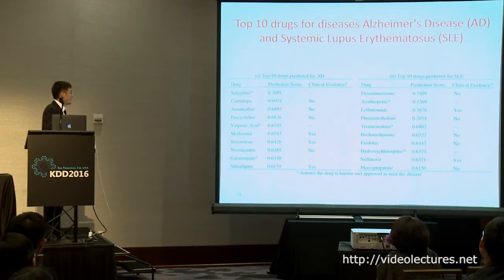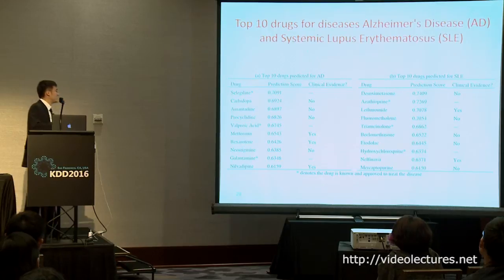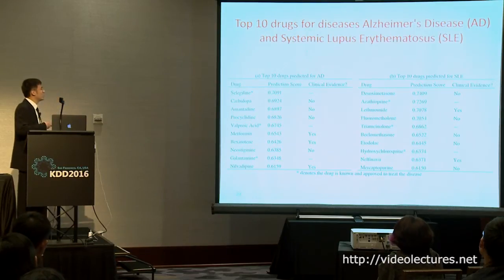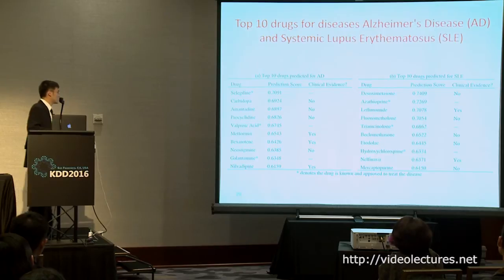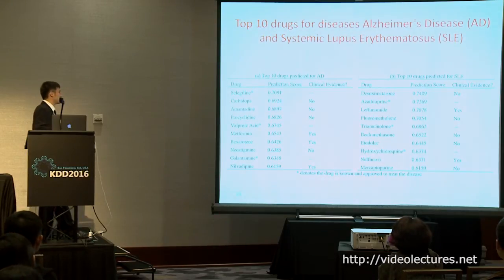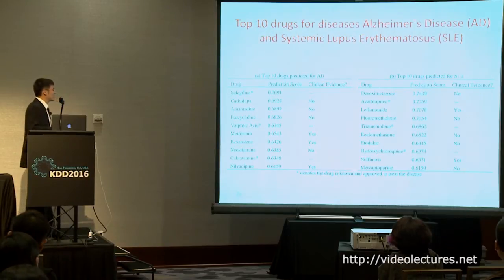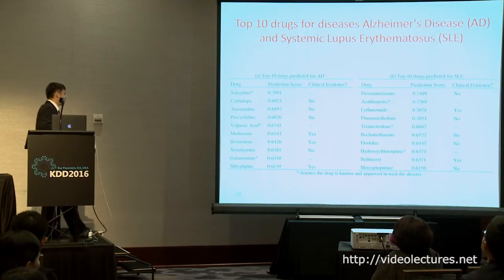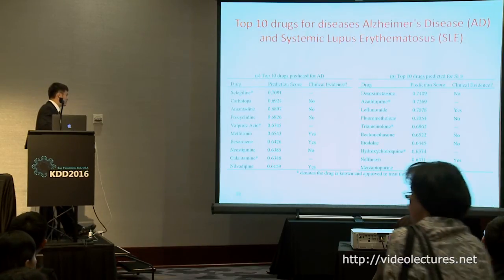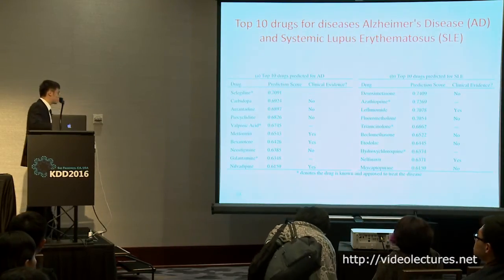like the VA and this drug and Selegiline. And these three drugs are actually known drugs to treat AD. So we correctly retrieve the known drugs for Alzheimer's disease. And also there are some drugs like metformin and bexarotene, and also levodopa for these three drugs.